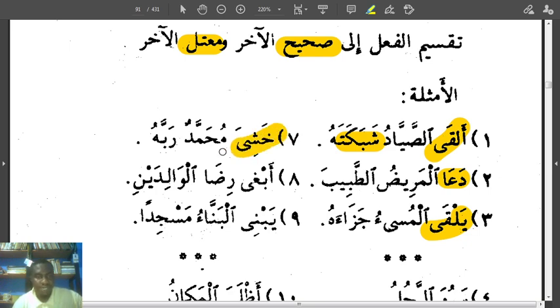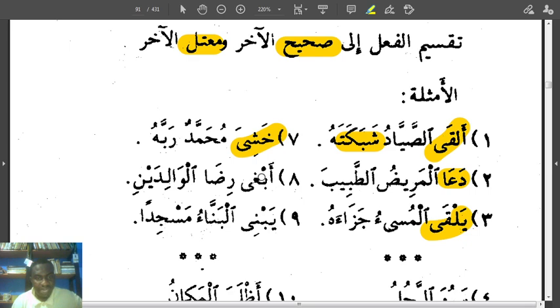We have khashiya, that is our verb. Khashiya Muhammadun Rabbahu. Muhammad feared his Lord, or had the fear of God. Khashiyan means to fear. We have in the Quran, إِنَّمَا يَخْشَى اللَّهَ مِنْ عِبَادِهِ الْعُلَمَا. Among the servants of Allah, the scholars have the fear of Allah.